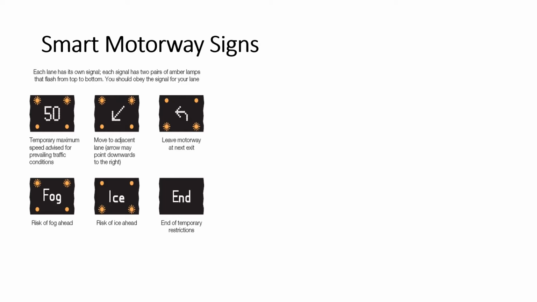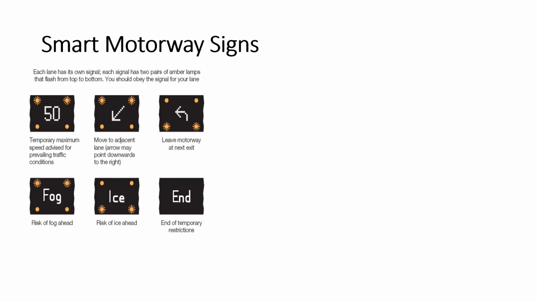So each lane will have its own signal. For example, if you see a number, that would mean the speed limit. If you see an arrow pointing down and to the left, this would mean move to the lane on your left. The same as if it was right, it would mean move to the lane on your right. We also have an upwards left, which means leave the motorway at the next exit, and then the others are pretty self-explanatory. However, if you see end, this means the end of restrictions.